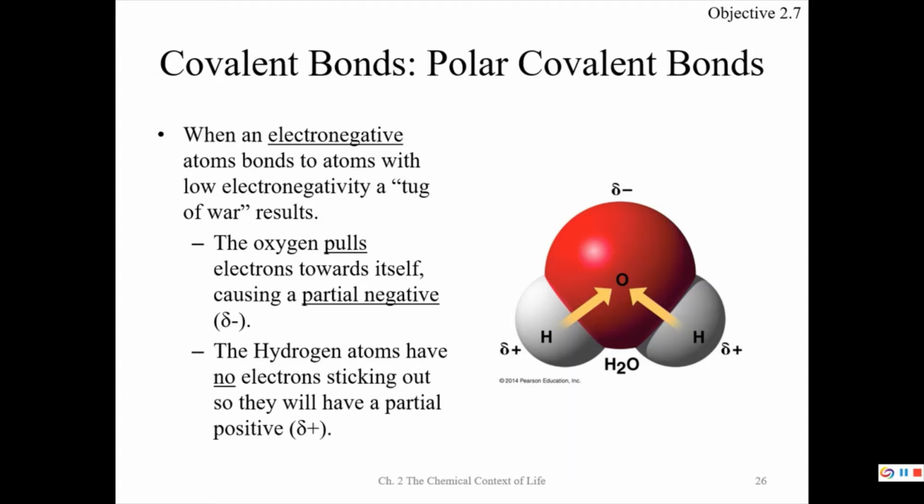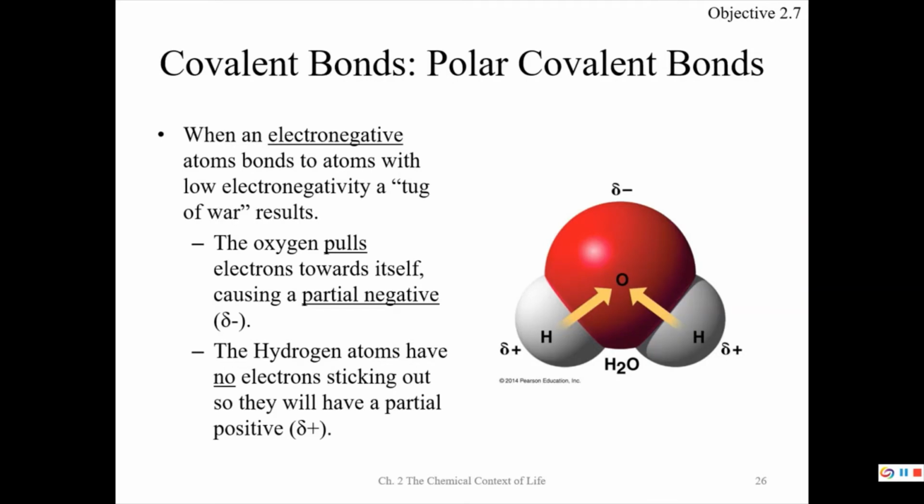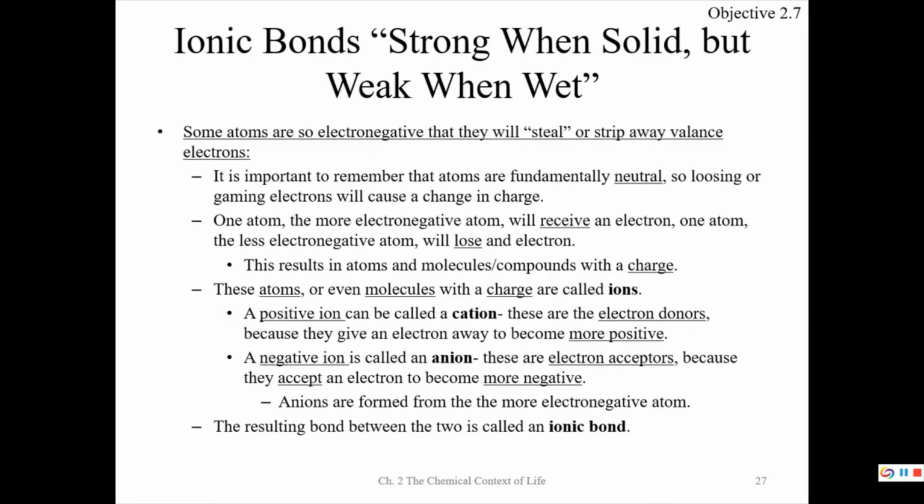Okay? Now, as we get that and discuss it, let's turn our attention to ionic bonds. The ionic bond is a very strong bond. When they're solid, they're strong, but they're weak when wet. So they're conditionally strong. Now, I always like to say it's ionic bond, taken, not shared. We are going to steal an electron away from some other atom.